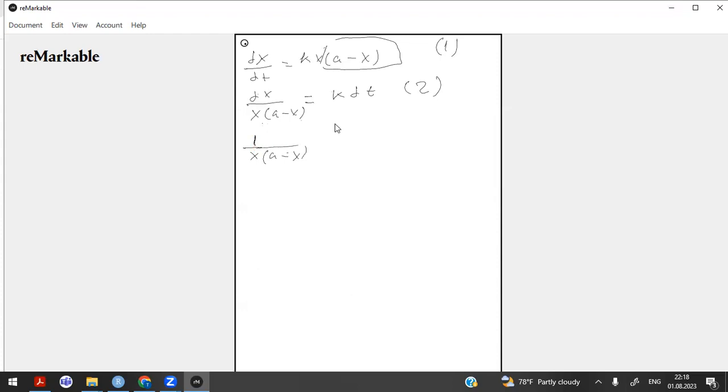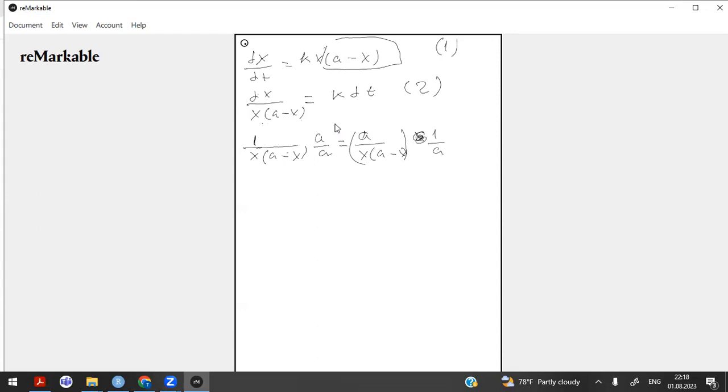First, we can multiply and divide by a, so it will change nothing, since a divided by a is 1. Then it becomes a divided by x(a - x), and all this multiplied by 1 over a.